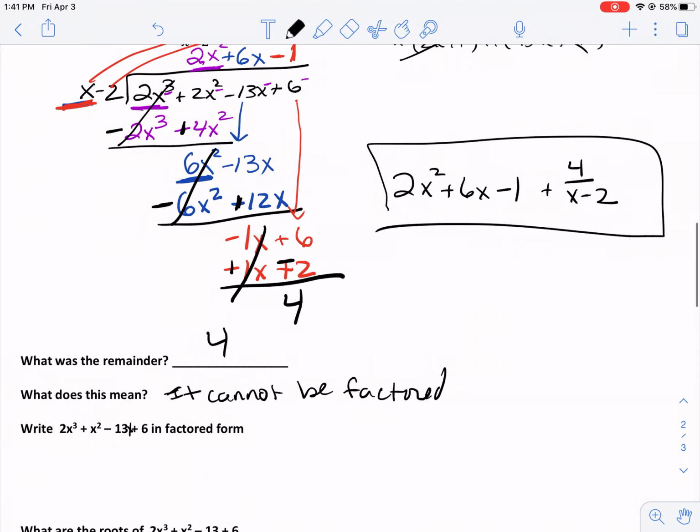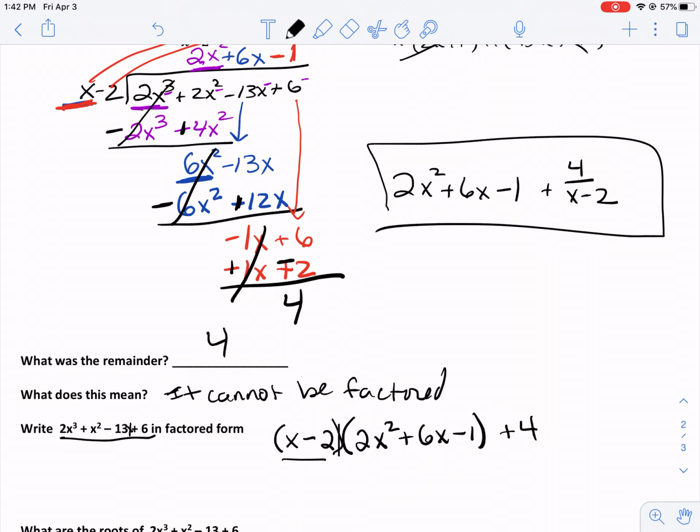So what it's saying is, if you take that x minus 2 that you're dividing by, multiply it to the 2x squared plus 6x minus 1, you will almost get the original problem over here. But in order to get the absolute original problem, you would have to add the 4 onto it.